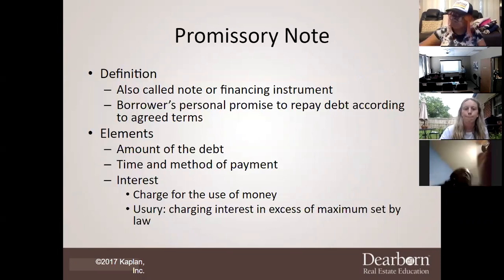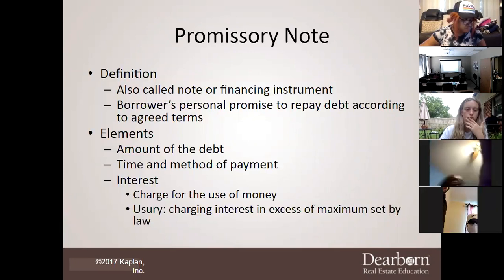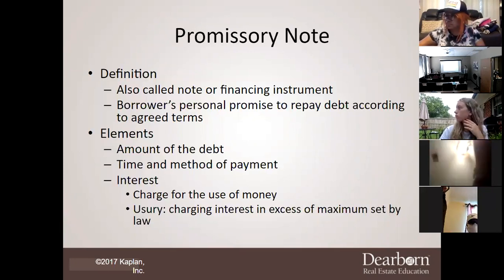So if we didn't have this law, people could charge whatever interest they wanted. They could charge 100% interest and you'd be paying it for the rest of your life. So we have this usury law that keeps lenders from doing something like that. There's a certain amount that each state has. You can't go above it.